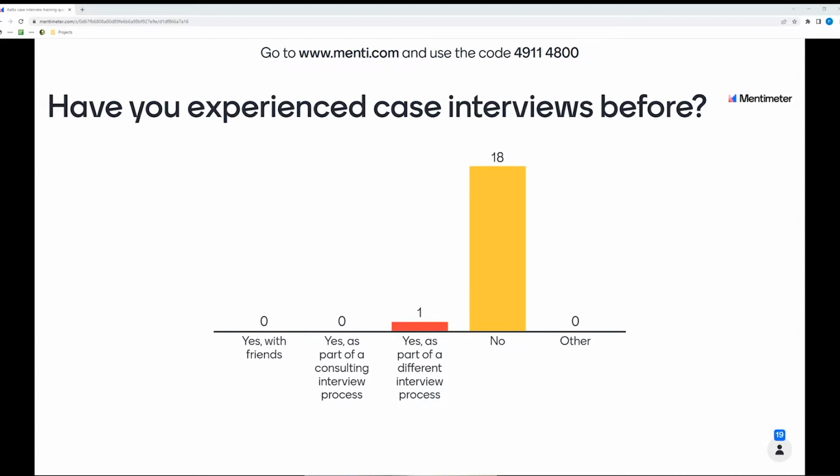But it's looking promising. Hopefully we'll be able to kickstart your case interview journeys with some fundamentals and some basic ideas that you can then take home and explore more.